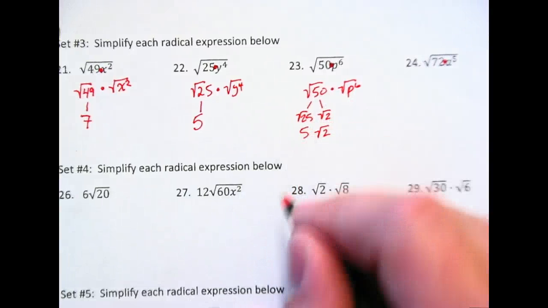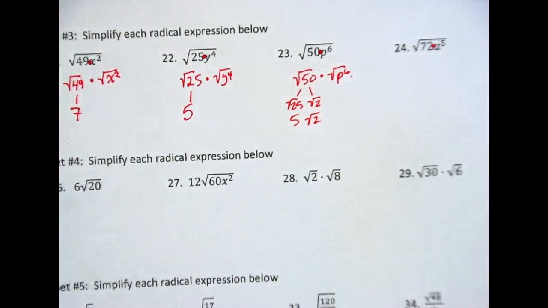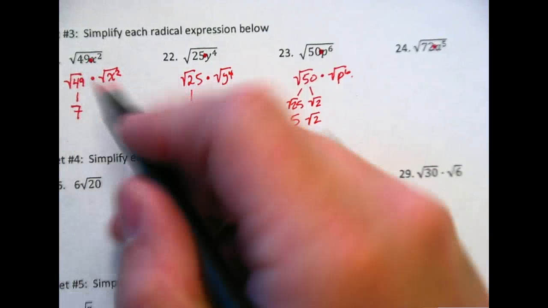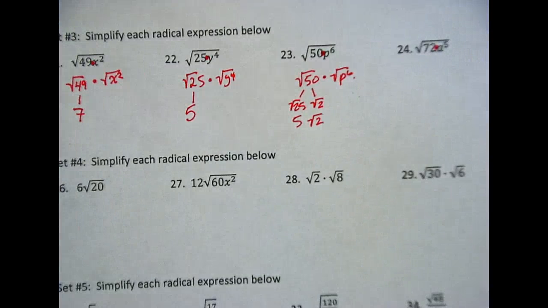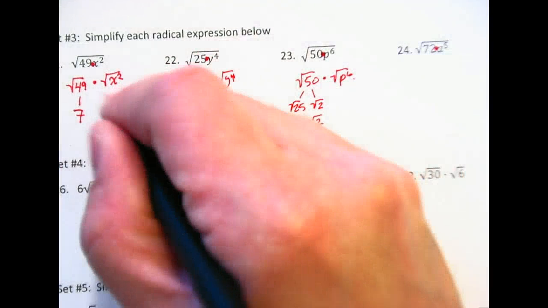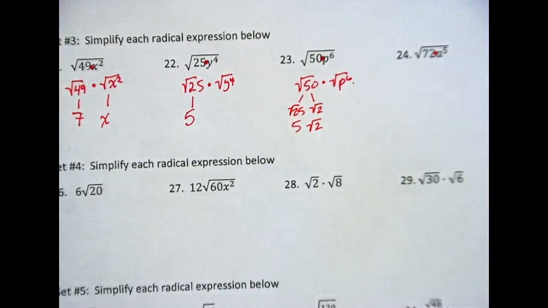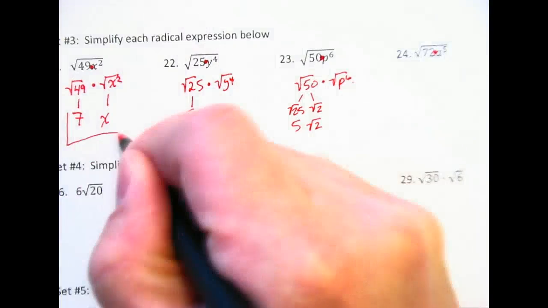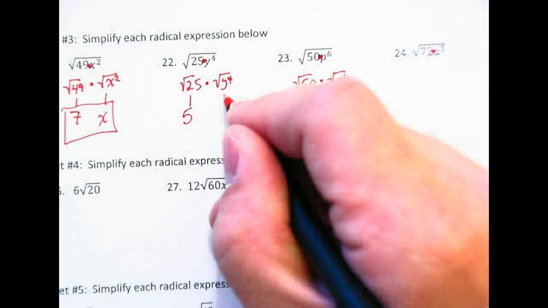Everyone good? Okay, so really the only part you have left are the variables. Variables are easy in perfect squares. They look kind of tough, but they're pretty easy. If the variable has an even power, you just cut the power in half. So the square root of x squared is x. Just cut the power in half. So that simplifies to 7x. Square root of y to the fourth. Tell your neighbor what that is.